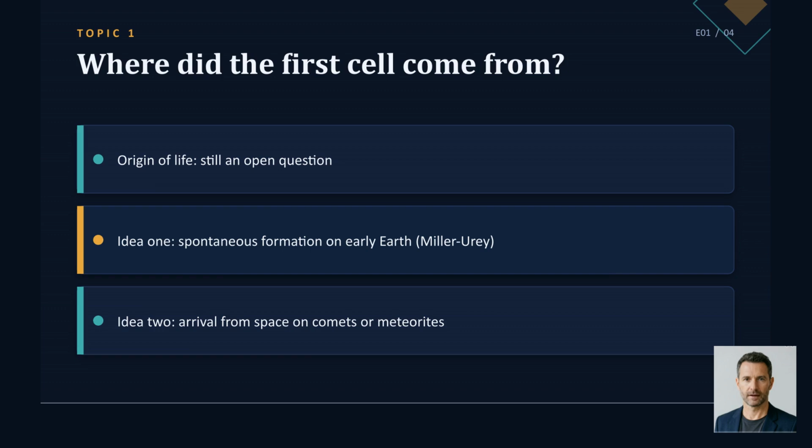The first is that life formed spontaneously here on the early Earth, as simple organic molecules assembled into something self-sustaining. The famous Miller and Urey experiment showed that such organic building blocks really can form under early Earth conditions. The second idea looks outward, that life, or at least its ingredients, arrived from space, delivered by comets or meteorites. We do not yet have a final answer, but both routes begin with the same raw material, organic molecules.